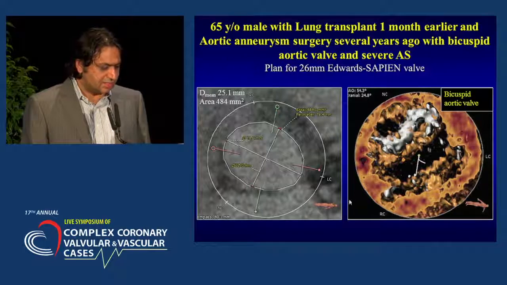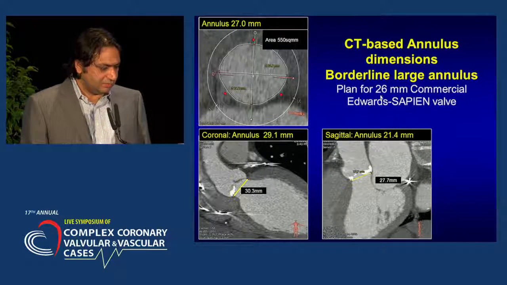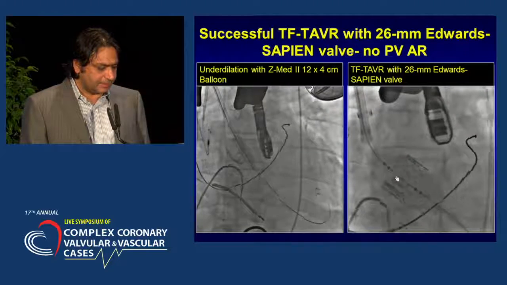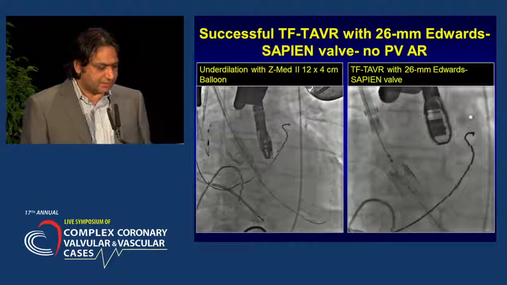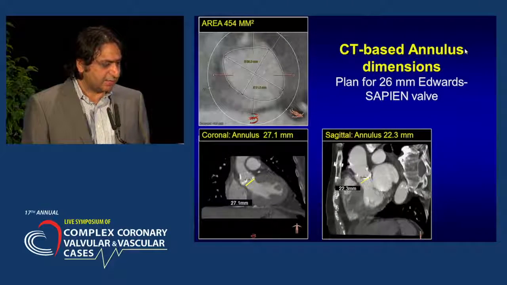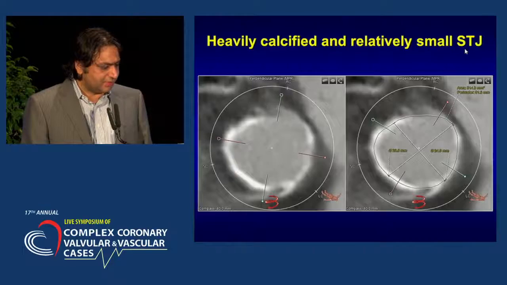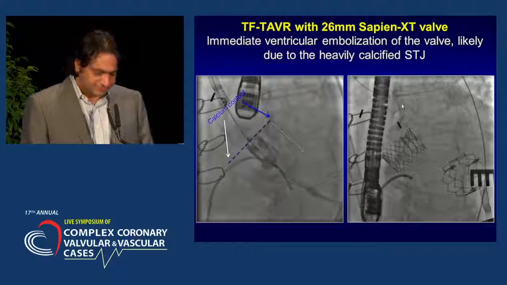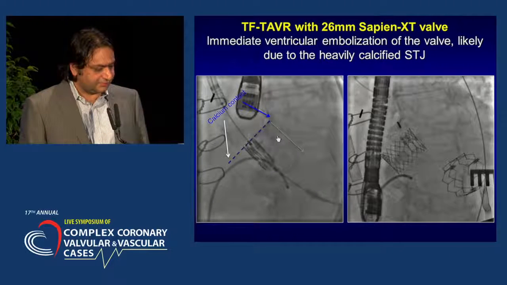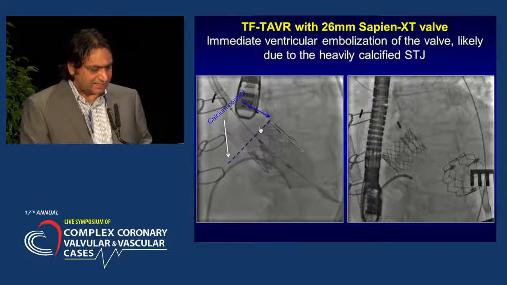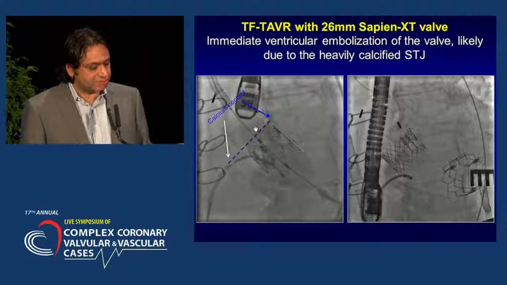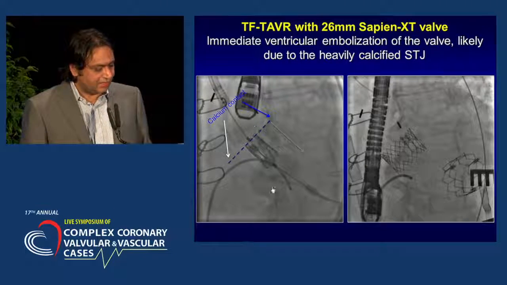So here is another case of bicuspid valve. Once again, borderline large annulus, and this is a case where we do it in a transaortic fashion, and once again done successfully with no AI. So here is another patient where the annulus is very heavily calcified, and in this particular case what you see here is that the first valve moves down because the calcific STJ pushes it down, which we had to extract, but then we go ahead and put another valve in this patient.